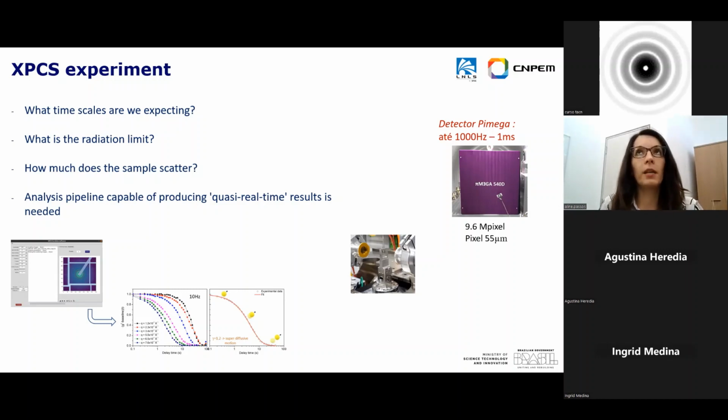It's still taking a few minutes. Now we need to decrease this processing time even more, to be able to see the data and take decisions during the measurements.